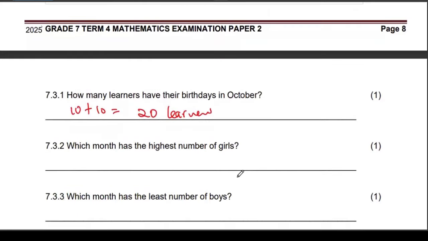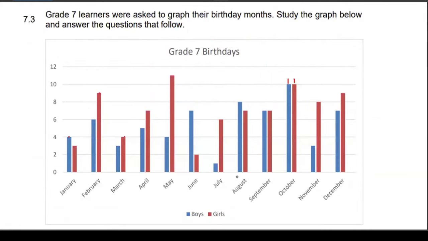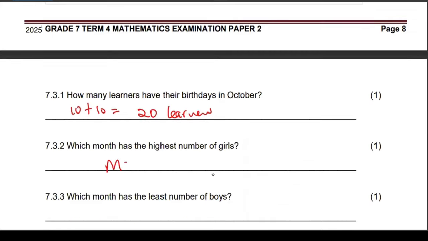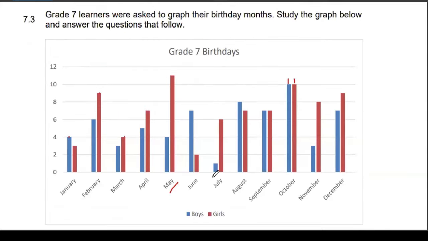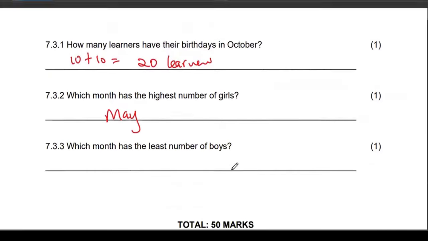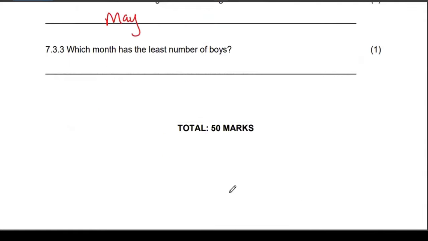Which month has the highest number of girls? We look for the tallest red, which is May. So May has the highest number of girls because that's when the red is highest. The next, which month has the least number of boys? Least means the smallest, so let's look for the shortest blue. The shortest blue is here, and they're asking for which month, which is just July.